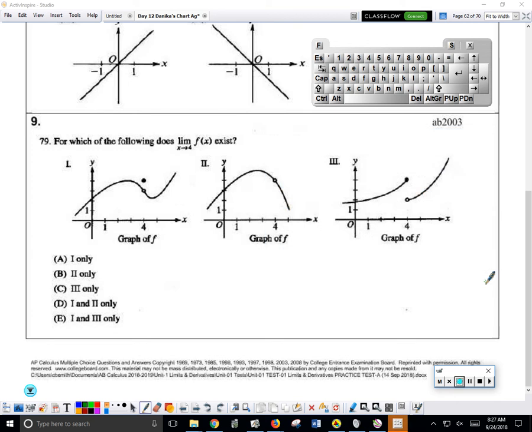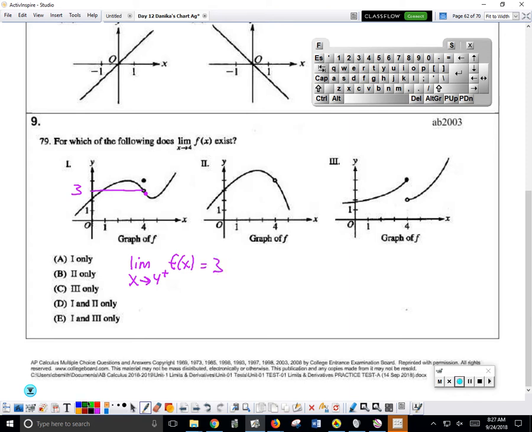Okay, it says for which of the functions the limit as x approaching 4 does not exist, or exists. Okay, if I get close to x equal 4 from the right, the y coordinate will be very, very close to what appears to be 3. So for this problem, the limit as x approaches 4 from the right, the value of that limit is 3.